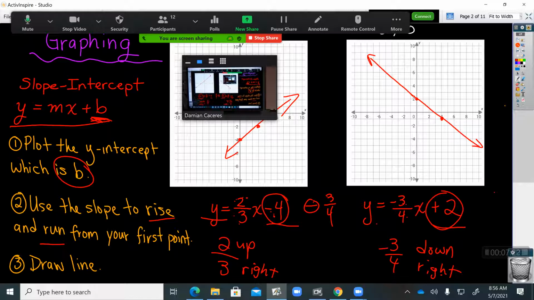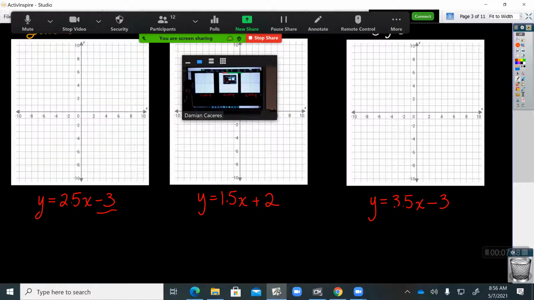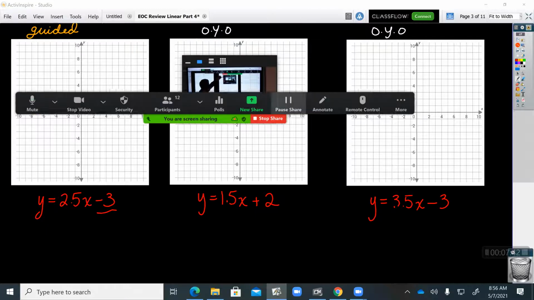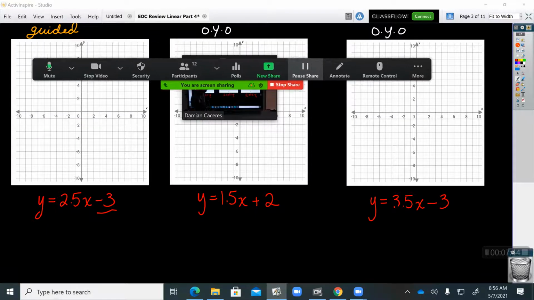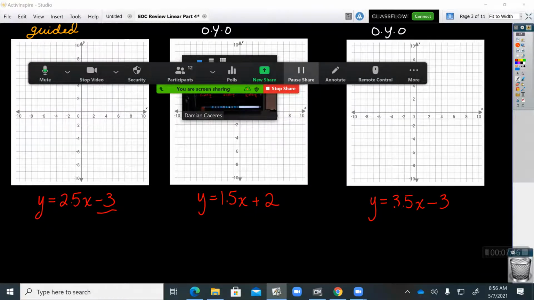All right, now on the next page, very, very important. So please pay close attention to this next page. This is a question that usually gets skipped because they think they can't do it. The student thinks that it's more complicated because it's a decimal. So watch over here. First one is a guided example. The next two you're going to do on your own.